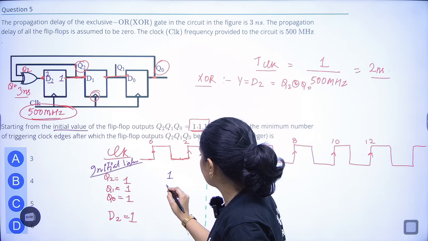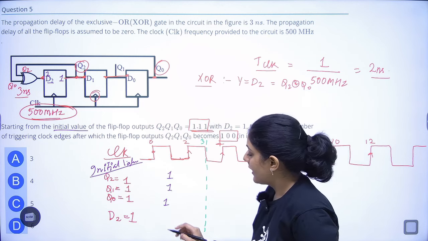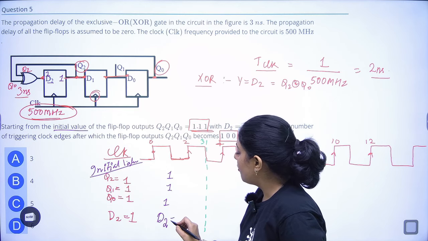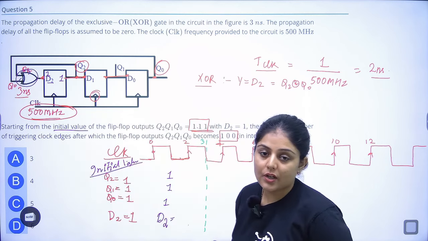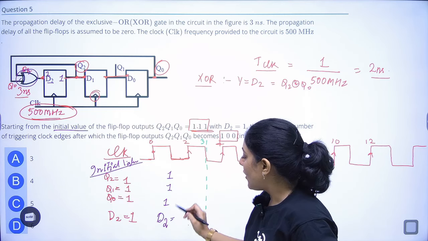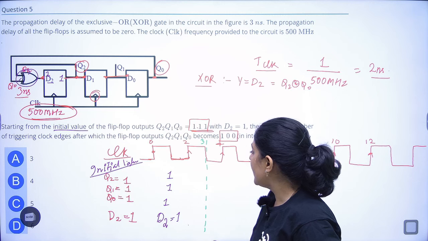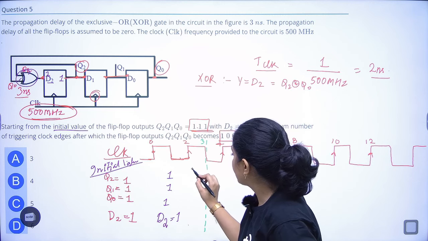It will come to this, it will come to this. But D2's value is provided by this XOR gate, and the XOR gate will give output only after 3 nanoseconds. So its value will be 1, 1, and D2's value will also be 1 at this point.